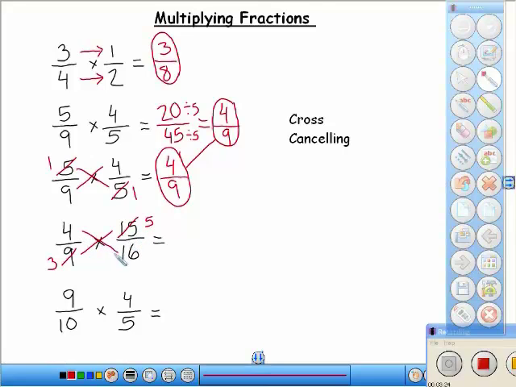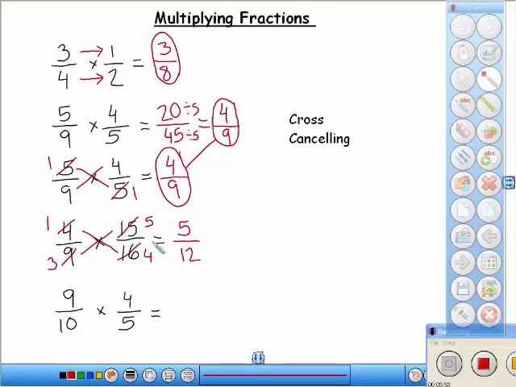Now let's look here. 4 and 16. Is there a number that can divide evenly into 4 and 16? The answer is yes. Both of those can be divided by 4. 4 divided by 4 is 1. 16 divided by 4 is 4. So now if I multiply straight across, 1 times 5 is 5, and 3 times 4 is 12. I don't have to reduce that.